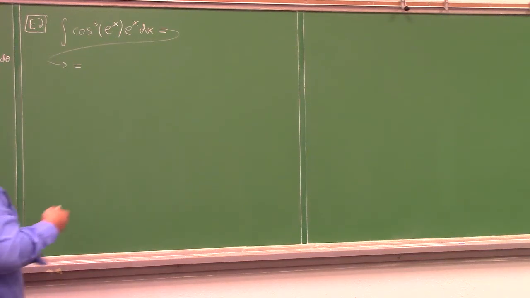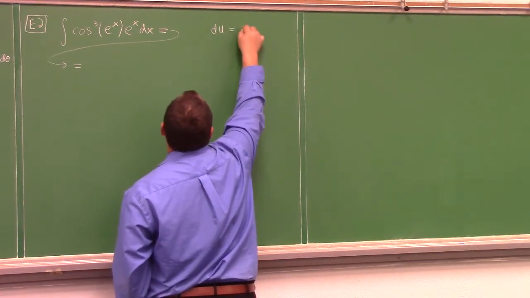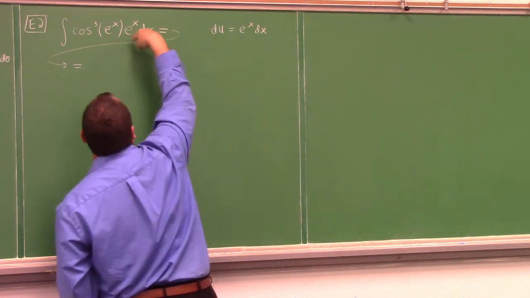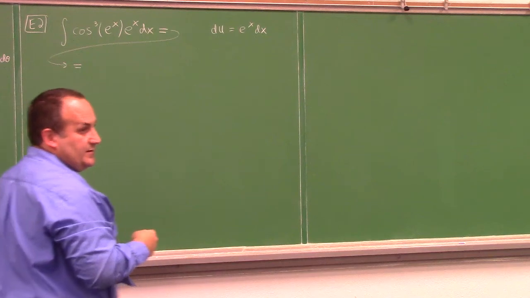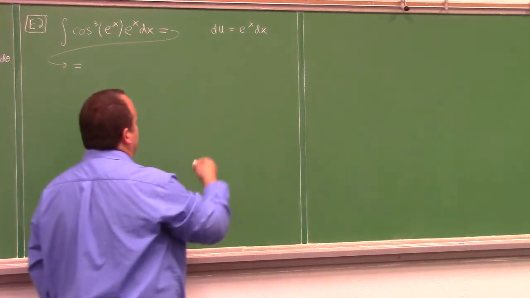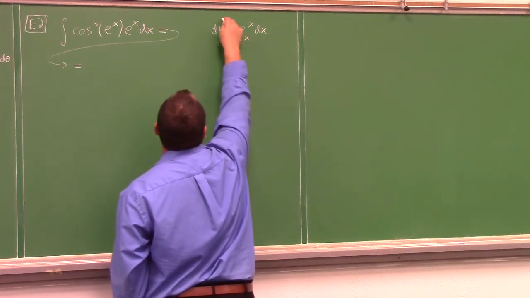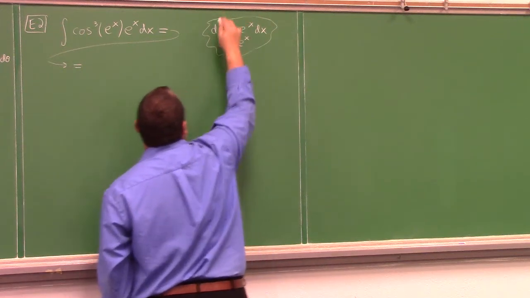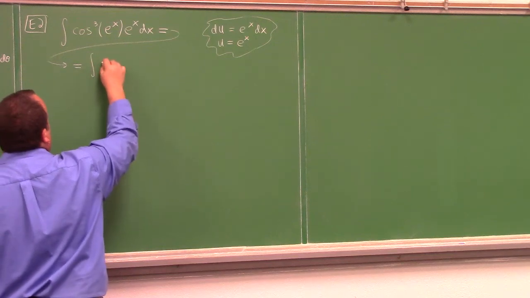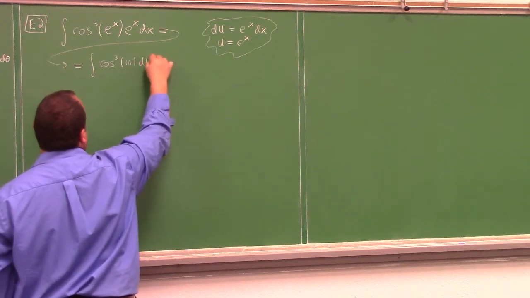Let me suggest this. We'd like for du to be e to the x dx, because if we could do that, then at least all of this would be just the du, right? If we make du the e to the x dx, what does that make u equal to? You say e to the x? Yeah. So we should do that. If we do that, then we're just looking at the integral of cosine cubed u du.